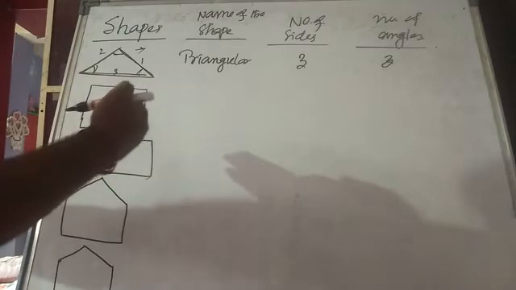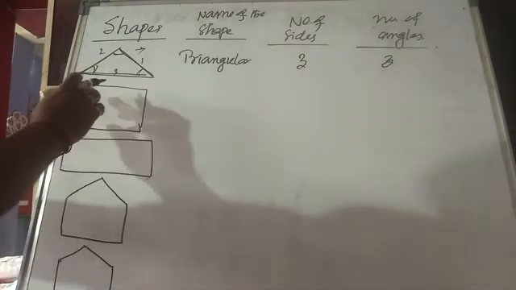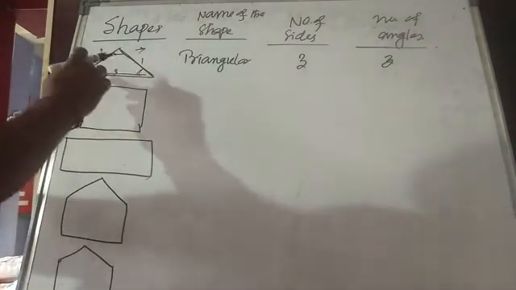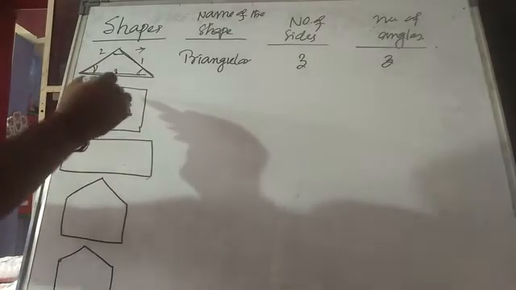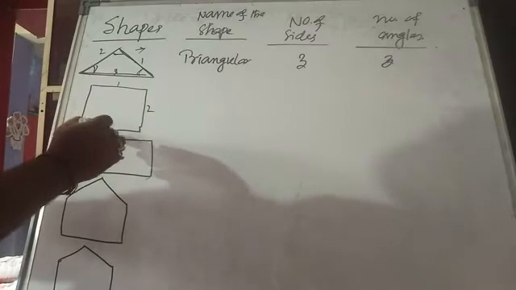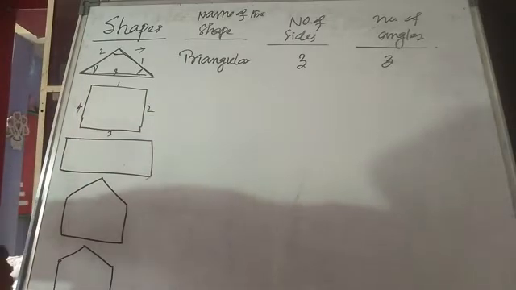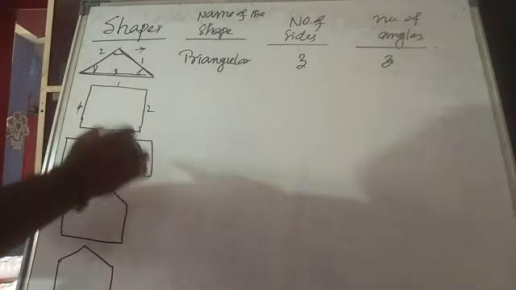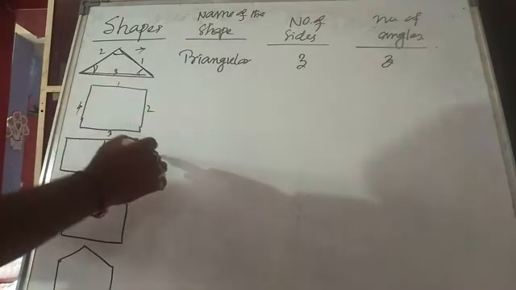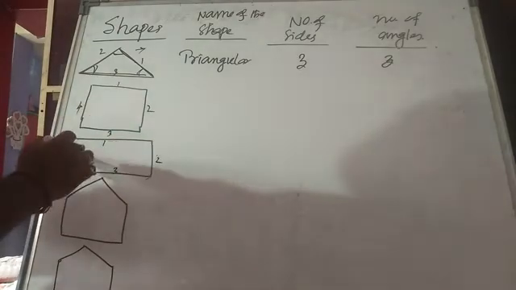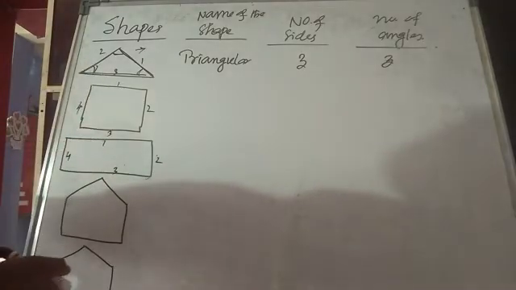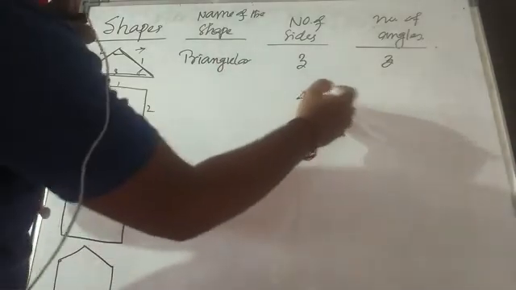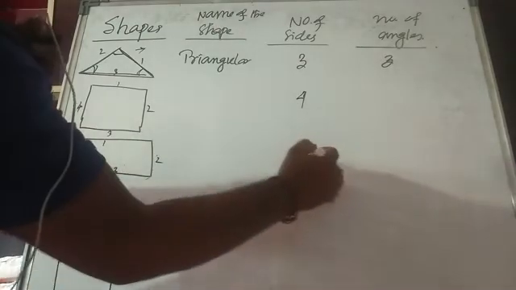Now coming to the next one. The previous one had 3 sides. It's very clear. By looking at the figure only, you can identify how many sides it has. 1, 2, 3, 4. Both the figures are the same in this regard: 1, 2, 3, 4. Both have 4 sides. Straight away here you can write 4. Here also 4 sides.